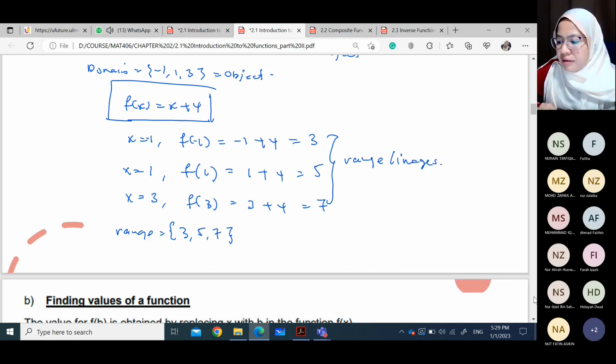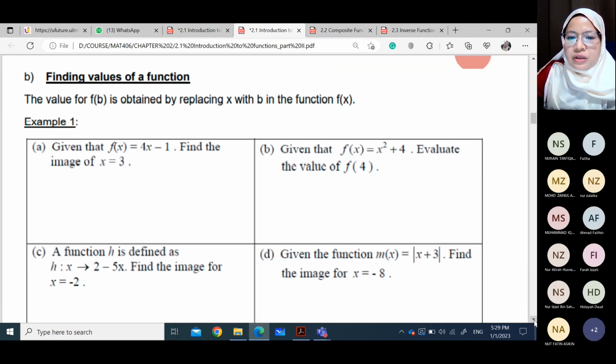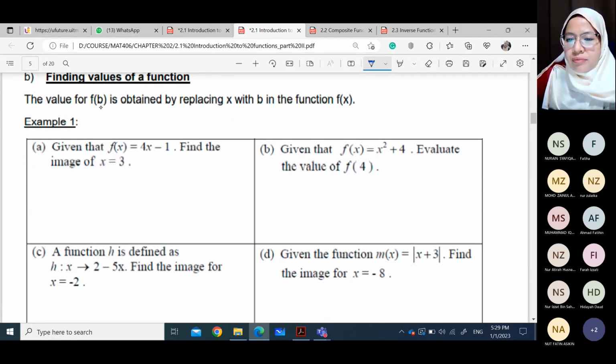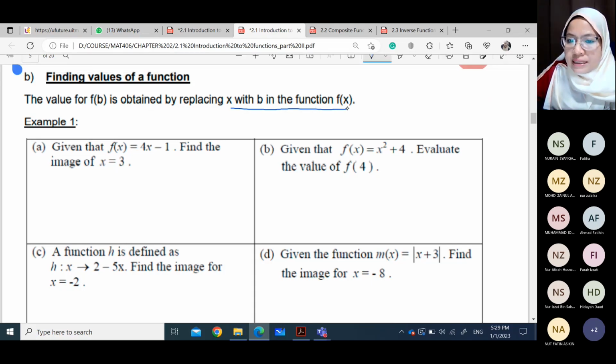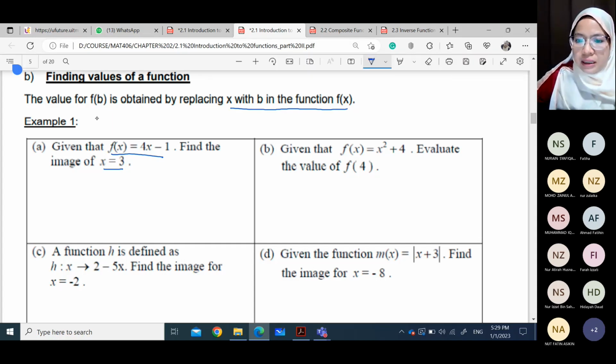Okay, so B, finding values of a function. The value for f(b) is obtained by replacing x with b in the function f(x). So if it is b, it means you must replace x with b. For example, we have the function 4x minus 1. The question asks you to find the image of x equals 3. So we need to find the image of the object x equals 3.